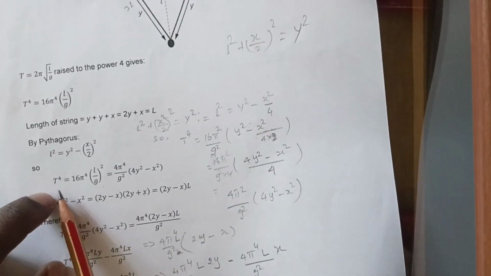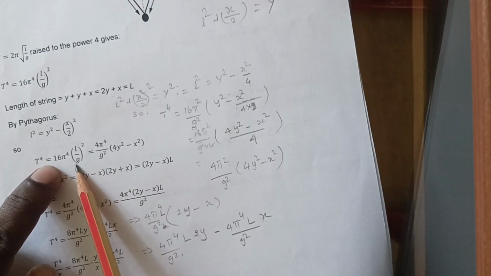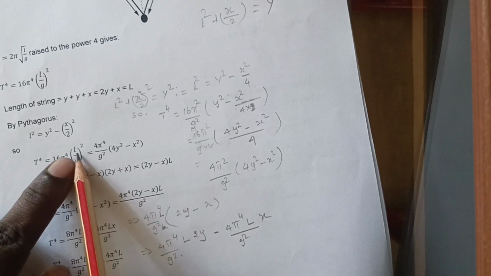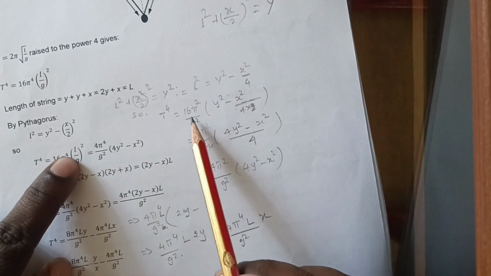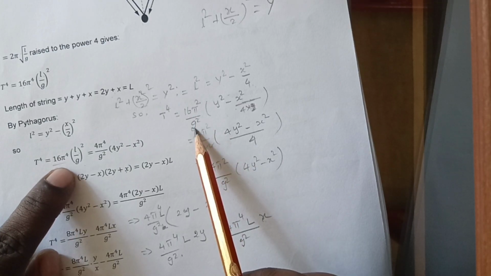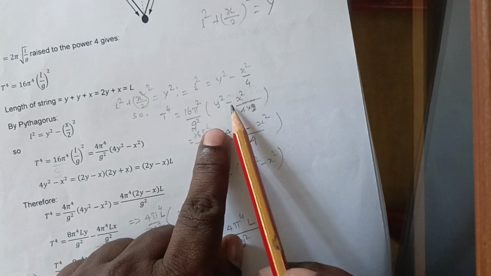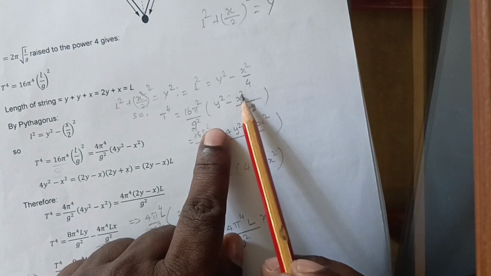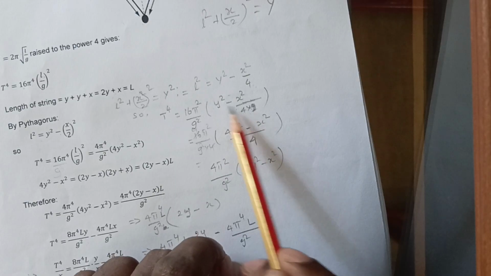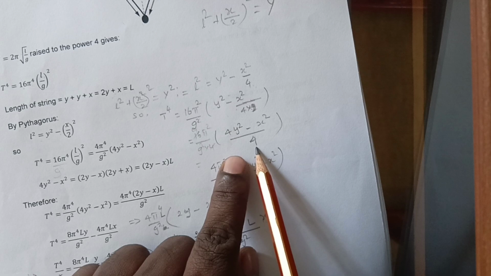So here T⁴ is there, 16π⁴ is there, and L². Here g you take outside, so write g²; remaining is L² only. The L² value is 16π² by g². You substitute here y² minus x² by 4. You cross multiply: (4y² minus x²) by 4.